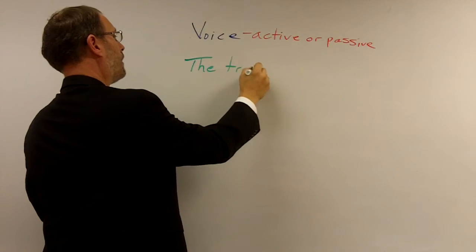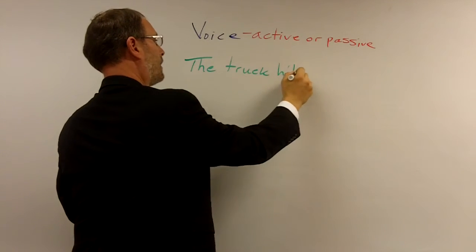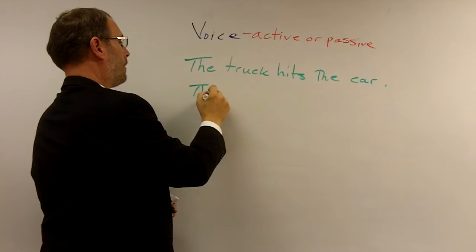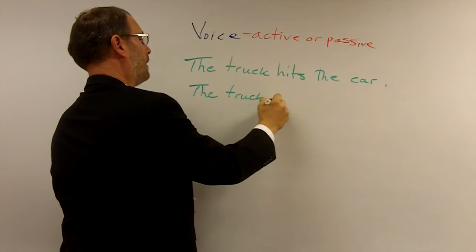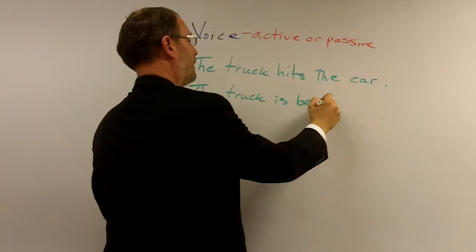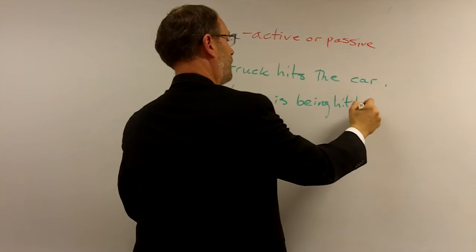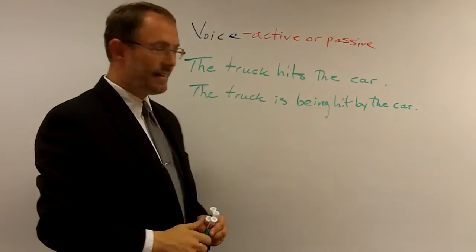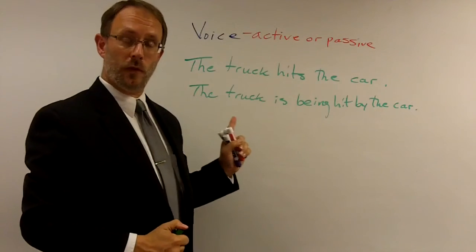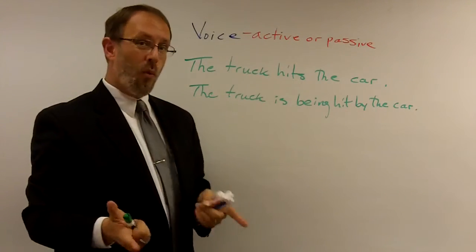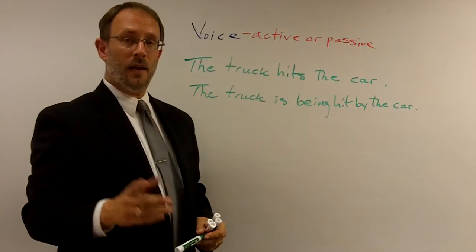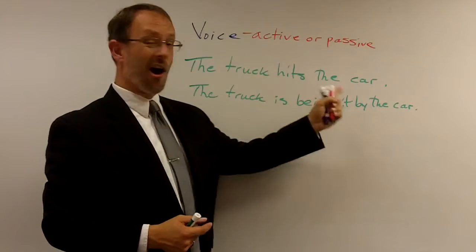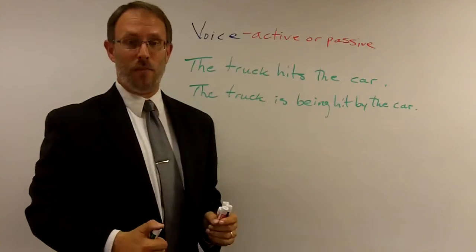The truck hits the car. The truck is being hit by the car. Now think about that. Is there any difference between those two sentences? If so, what is the difference? Well, if you think about it, we've got truck, it's the subject in both sentences, and there's car at the end, so maybe they say the same thing.